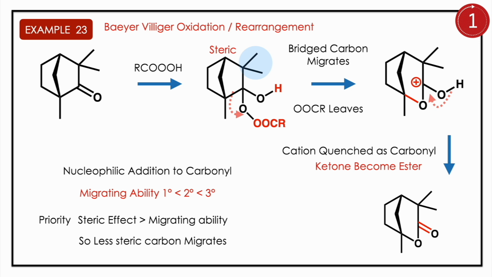You have a cation near the alcohol. The cation has to be quenched. It is quenched by H plus elimination with the carbonyl. The concept you have to learn here is that steric effect has higher priority than migrating ability.